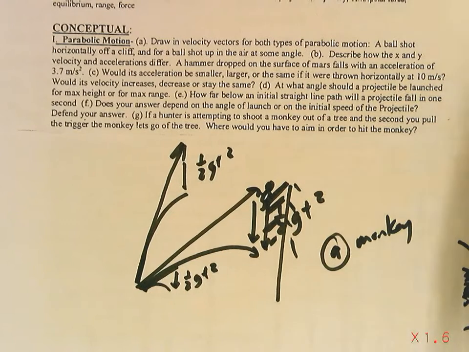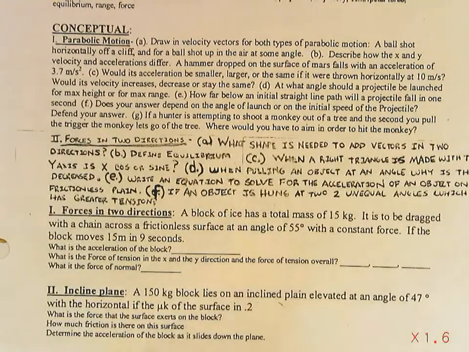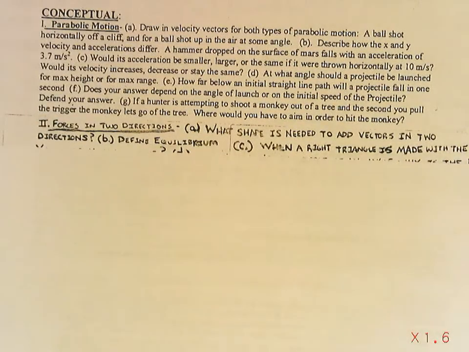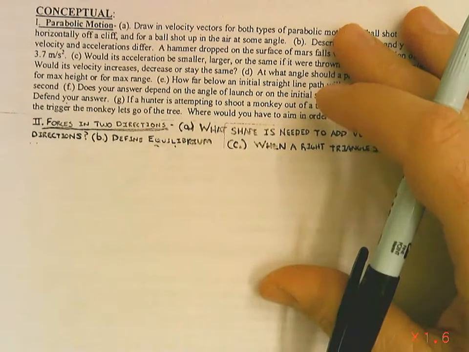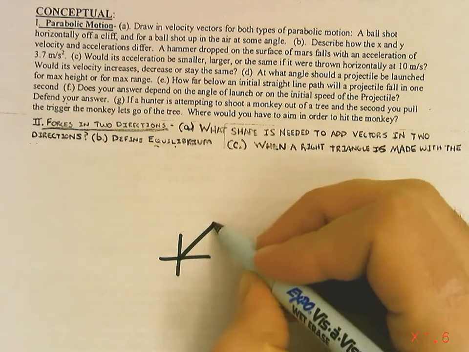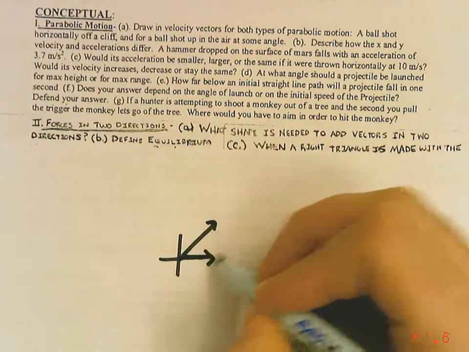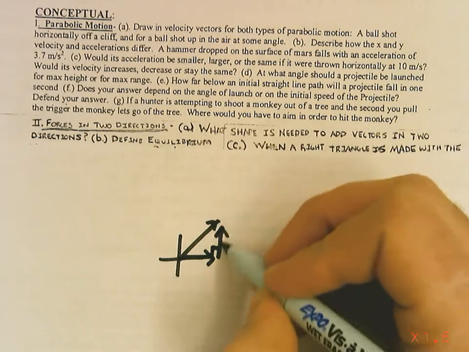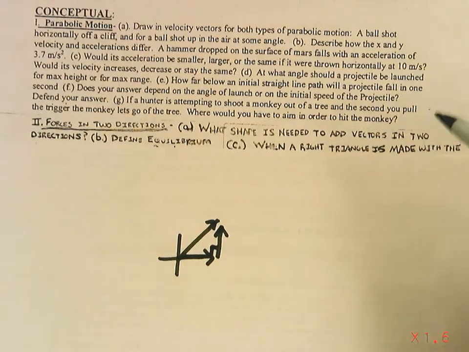Okay, so that's parabolic motion. Let's take a look at the next one, which is forces in 2 directions. So what shape is needed to add vectors in 2 directions? We need a right triangle. If you have components, some x and some y, x and y are always 90 degrees from each other, so you always end up with a right triangle.